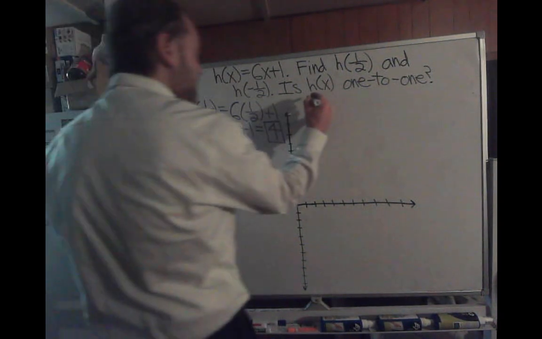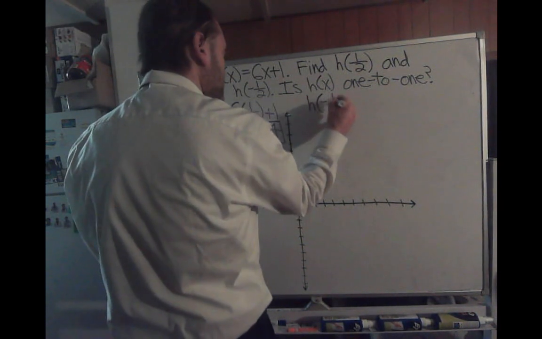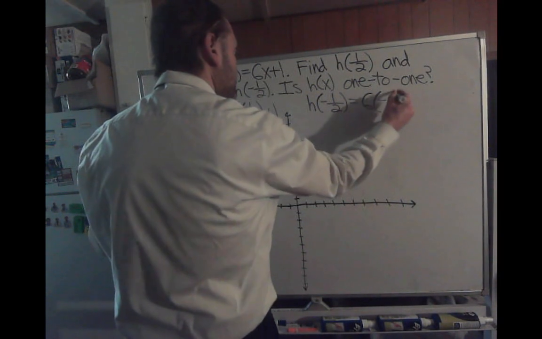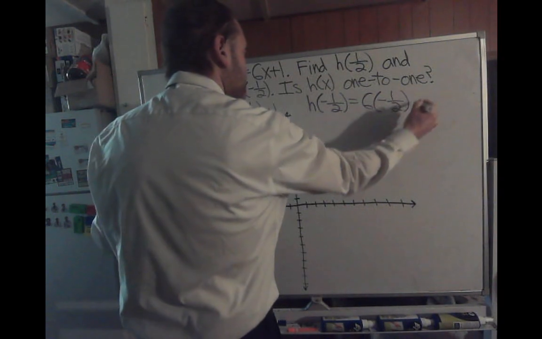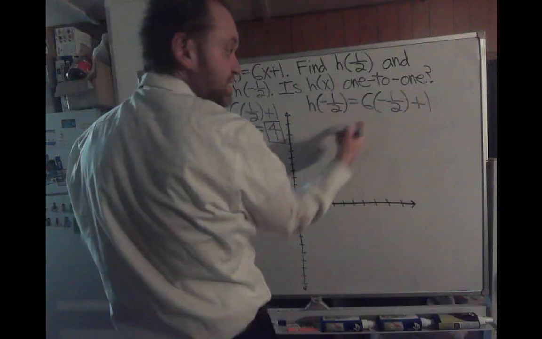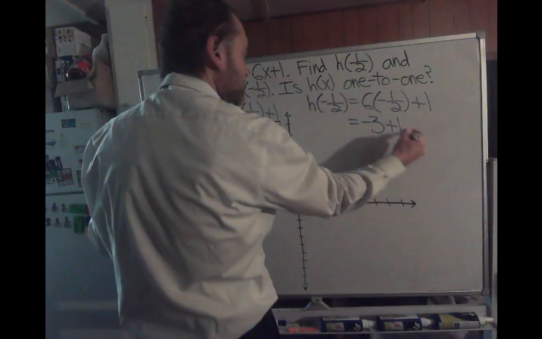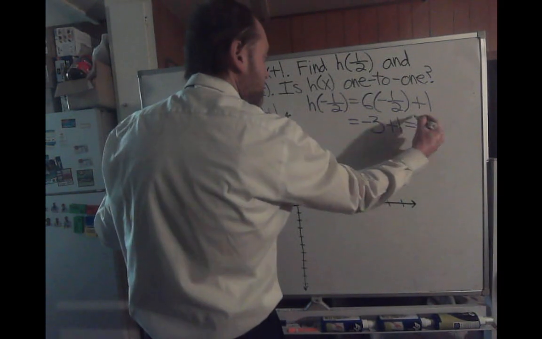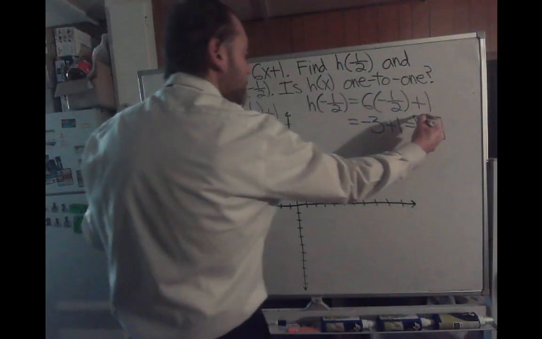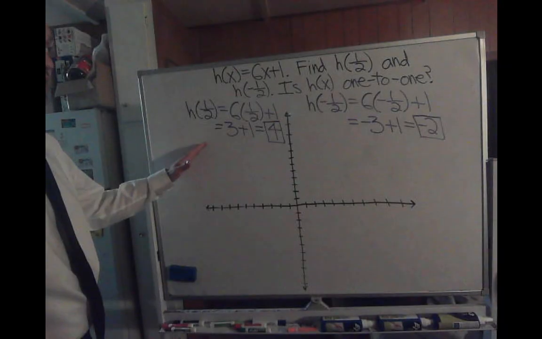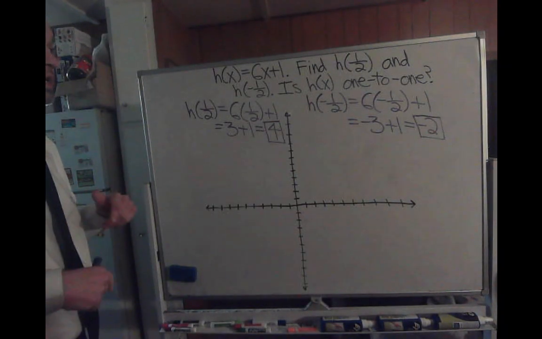Now let's find h of negative 1/2. That would, of course, give you 6 times negative 1/2 plus 1. Well, what is 6 times negative 1/2? That's negative 3. So you'd have negative 3 plus 1, which would give you a value of negative 2. So we've solved for the values, but is h of x one-to-one?